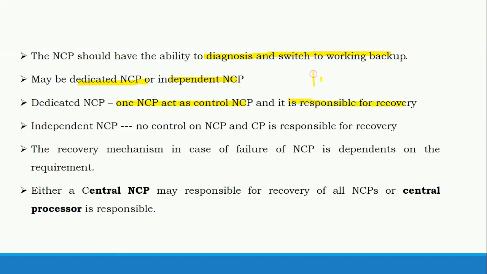For example, assume that you have 10 NCPs. Out of that, one will be having recovery capability. That means one is master and the other 9 will be controlled by this processor. And independent NCP means there is no control on the NCP. If this NCP fails, the CP will be responsible for the recovery of the software.